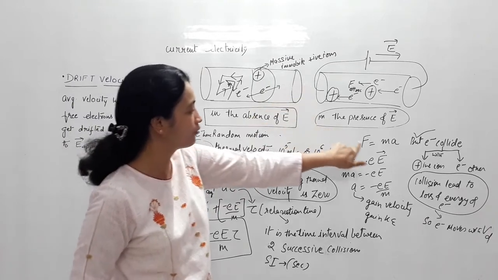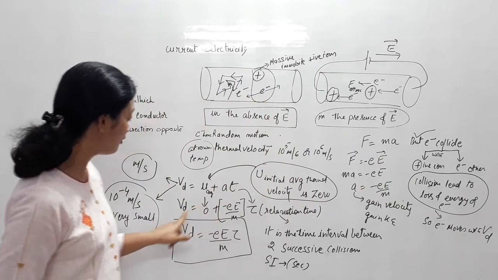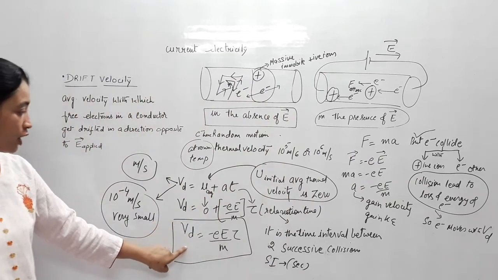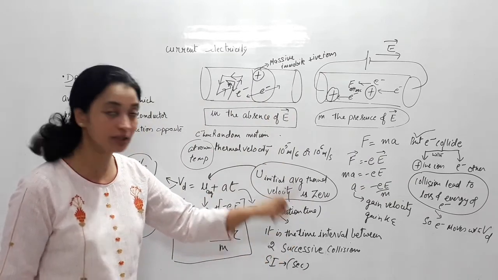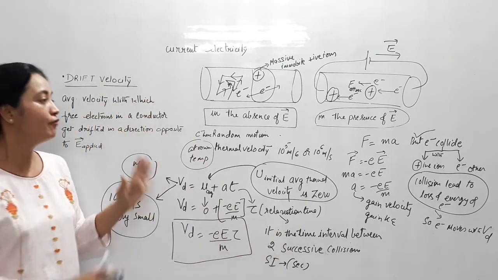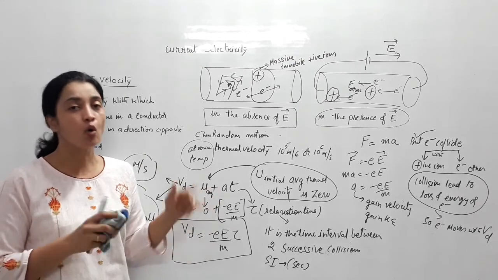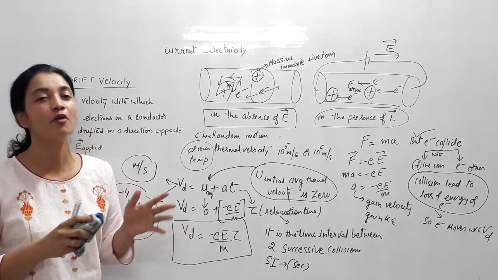And when you apply electric field, there is force, there is acceleration, but collisions lead to loss in energy, and we finally have this expression for drift velocity. And relaxation time is one new term, time interval between two collisions. And this is how we study the concept of drift velocity. In the forthcoming videos, we will see how we can correlate drift velocity with that of electric current.